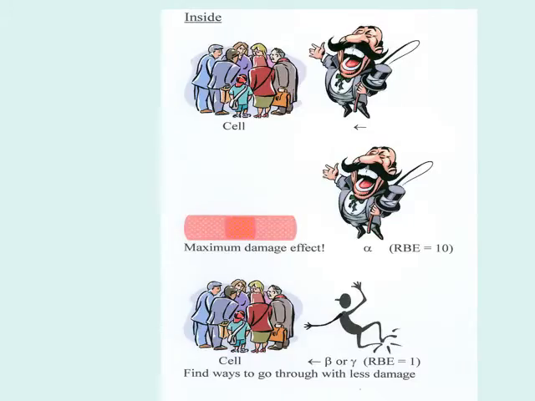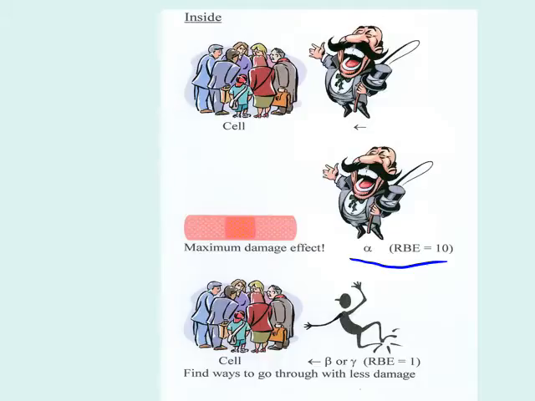Now, once an alpha particle is inside the body, how can it go inside if it cannot go through skin? Well, you can eat something, and you may have some alpha emitting substances with the food, and then alpha would be available inside the body. It is 10 times more damaging when it's inside. So RBE equals 10.